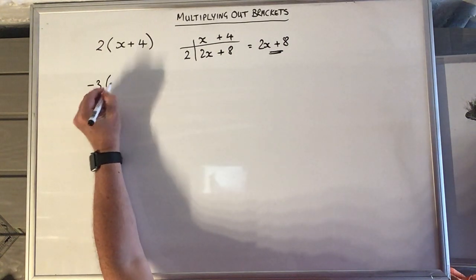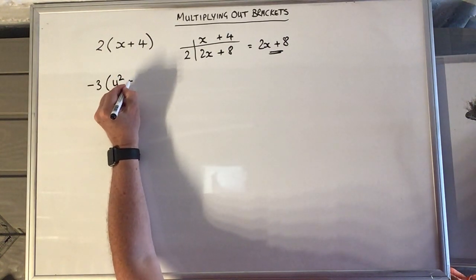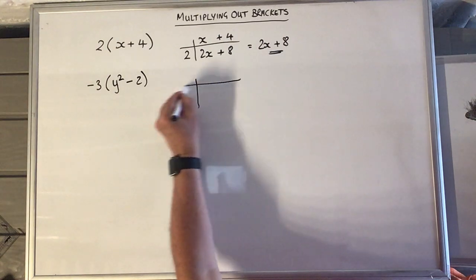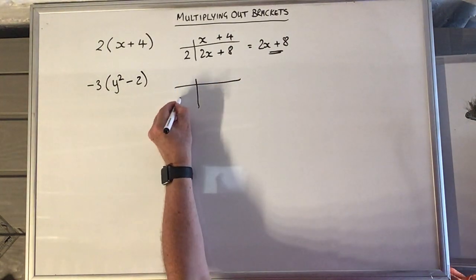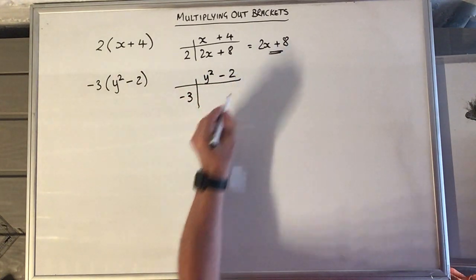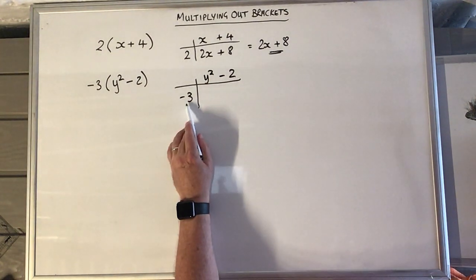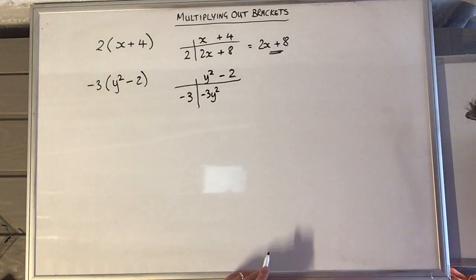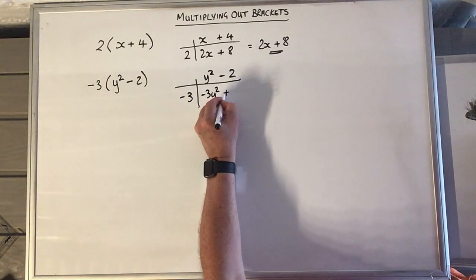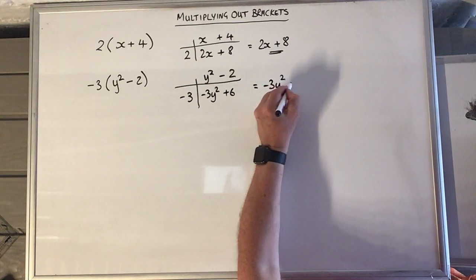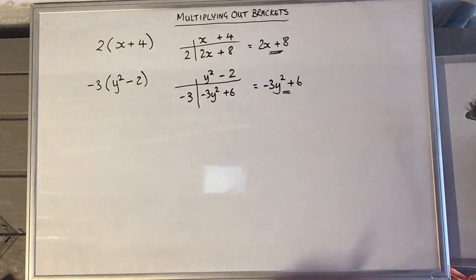Negative 3 bracket y squared minus 2. Again, set up the bracket, set up the grid. The minus 3 goes here. Inside the bracket goes on the top. And we just multiply it out. So negative 3 multiplied by y squared is negative 3y squared. Negative 3 multiplied by negative 2 is a positive 6. So our final answer is negative 3y squared plus 6. Probably too easy for National 5. We mostly saw it at National 4 level.